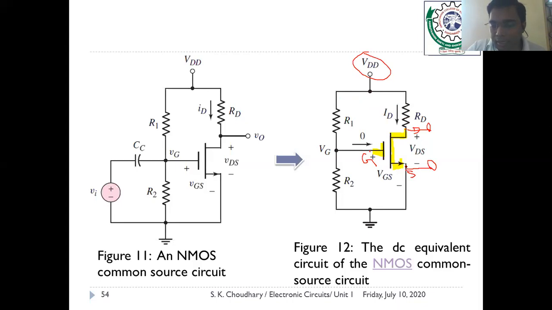Second, as it is a common source configuration, you have to connect the source terminal to the ground. Okay, so you can see half of the circuit has been drawn. Whatever partition I have shown here, the right hand side, it is half of the circuit drawn for the case of the voltage divider.